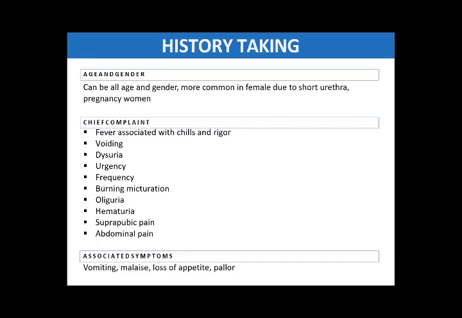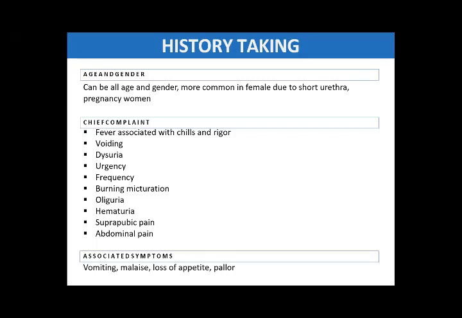If a patient has a high-grade infection, it can lead to chills and rigors, frequent voiding of urine, dysuria, urgency, frequency, burning micturition, oliguria, hematuria, even blood in the urine can be a presenting symptom of severe UTI. Sometimes patients have suprapubic pain and lower abdominal pain. So these are the common manifestations and symptoms of patients who have underlying urinary tract infection, whether urinary urgency, frequency, dysuria, burning micturition, and sometimes hematuria and lower abdominal pain.